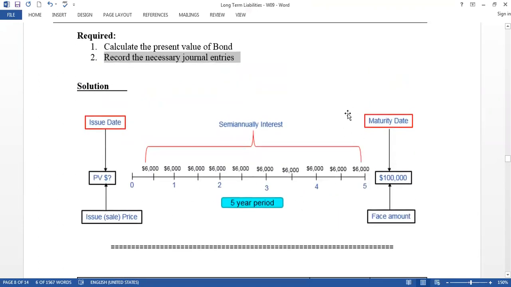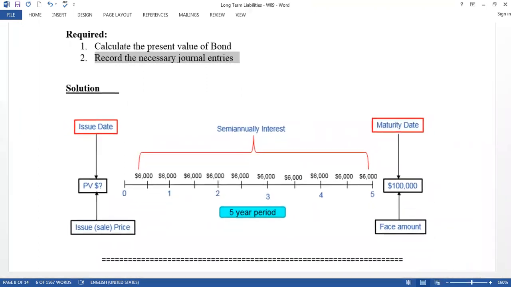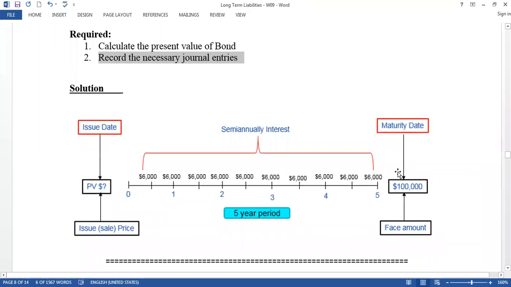Now look at this diagram. The diagram will give you a real picture. So whenever you face this kind of question, I suggest you draw the diagram, okay? And if you can draw the diagram perfectly, it will help you to easily solve the question.